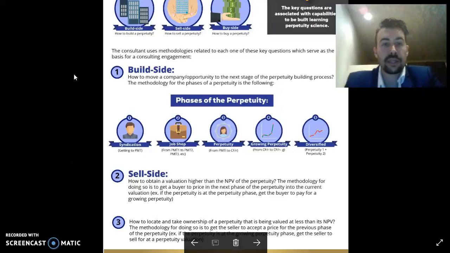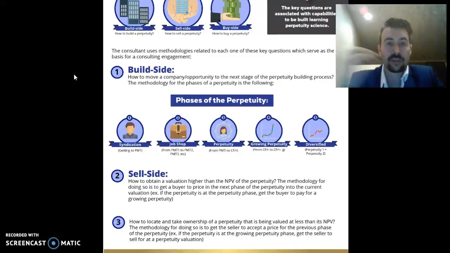So in terms of the second phase of the perpetuity, the sell side, associated with the key question how to sell a perpetuity, we are going to be focusing on how to obtain a valuation higher than the net present value of the perpetuity when we're making an exit.